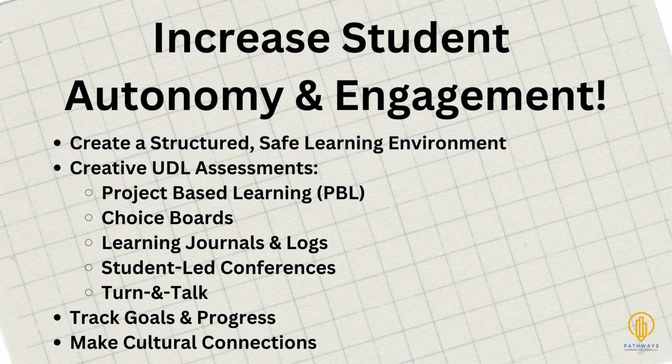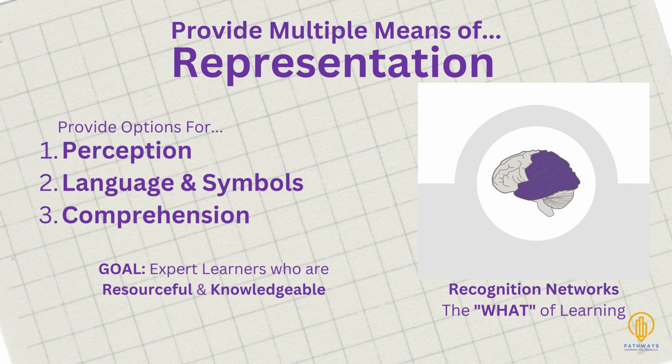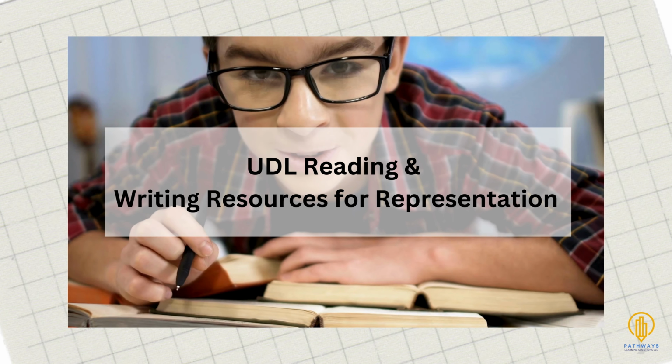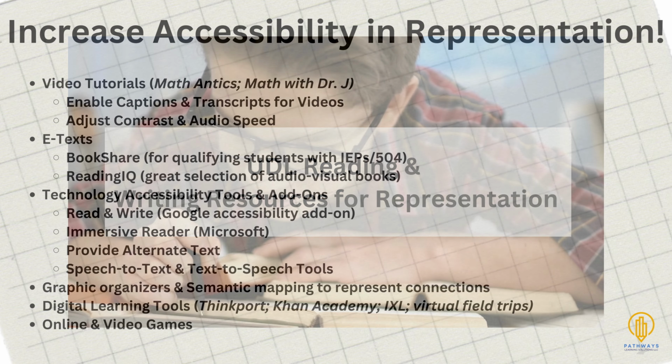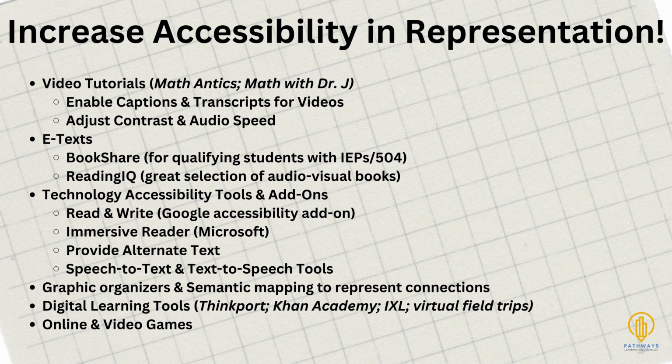The next CAST guideline is to provide multiple means of representation. The recognition networks of the brain help us process the what of learning. The best thing to do would be to provide options for perception, language and symbols, and comprehension. There are many great reading and writing resources to increase accessibility for students. There are video tutorials such as Math Antics and Math with Dr. J, captions and transcripts for videos. You can adjust contrast and audio speed. You can use e-text through Bookshare or Reading IQ.